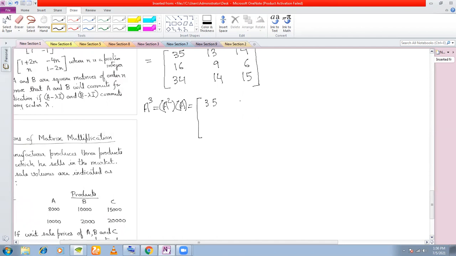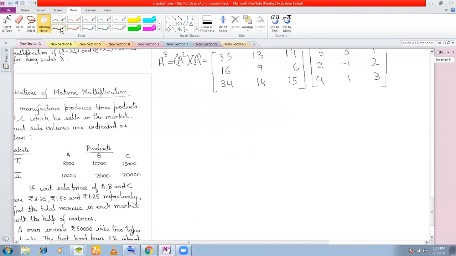35, 13, 14, 16, 9, 6, 34, 14, 15. So A square, multiply this with A. A here is given to you: 5, 3, 1, 2, -1, 2, 4, 1, 3. Okay. Again, you will get a matrix of order 3 on multiplication.